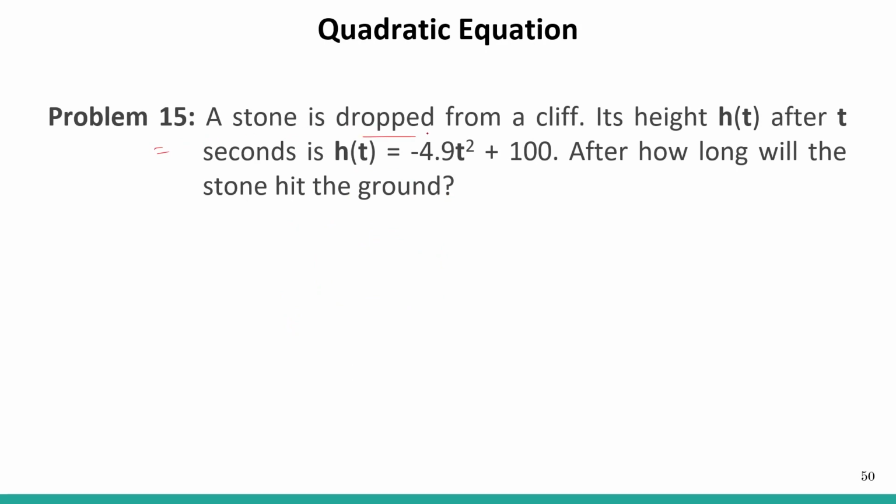Okay. Let's see problem number 15. A stone is dropped from a cliff and its height is h(t) after t seconds. h(t) is equal to -4.9t² + 100. So after how long will the stone hit the ground, right?